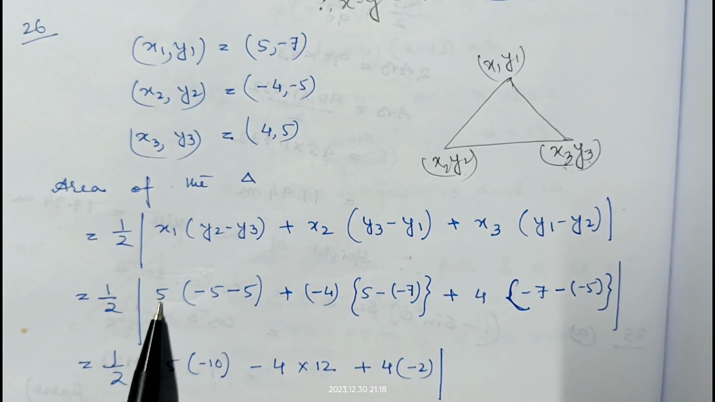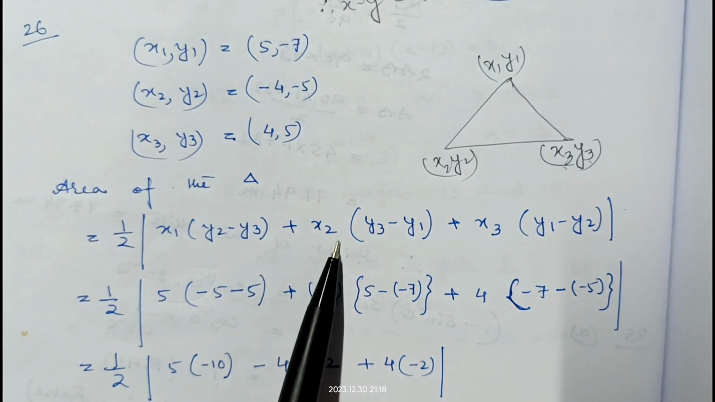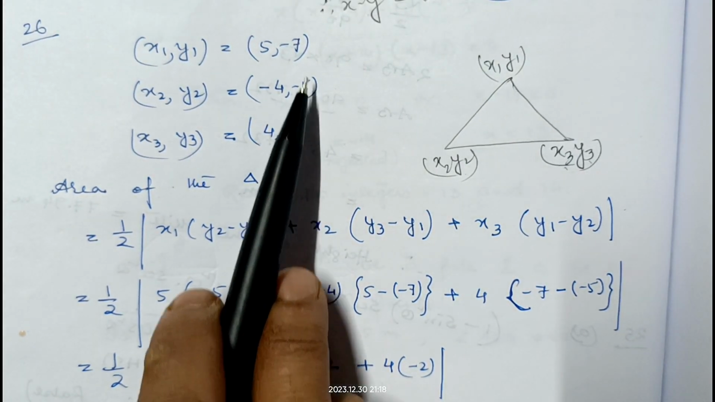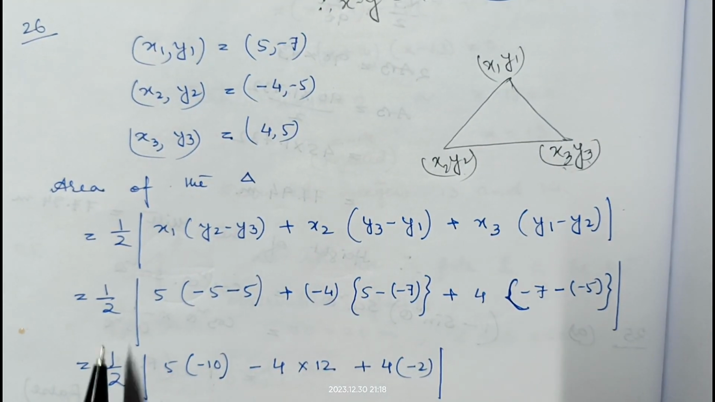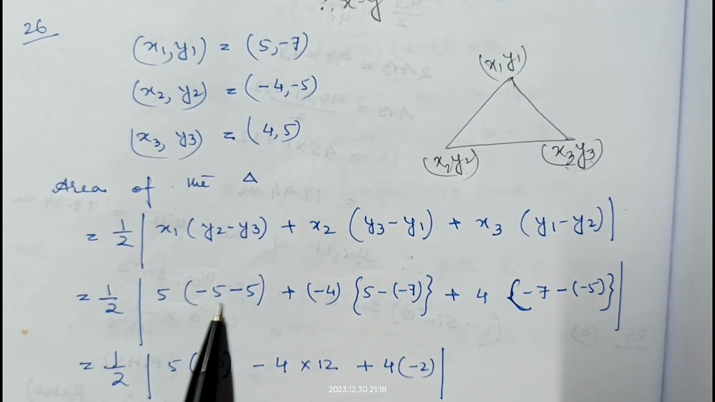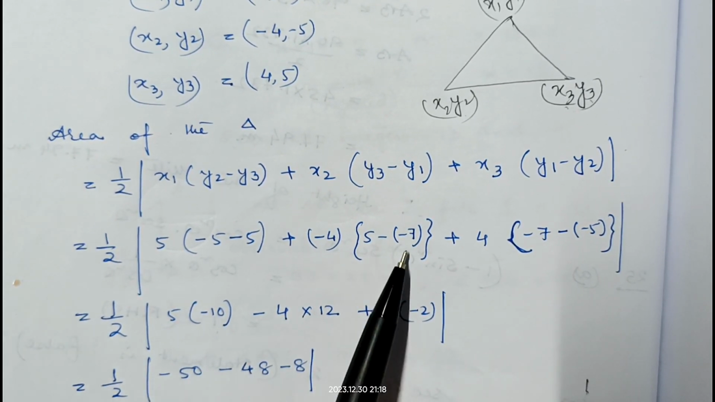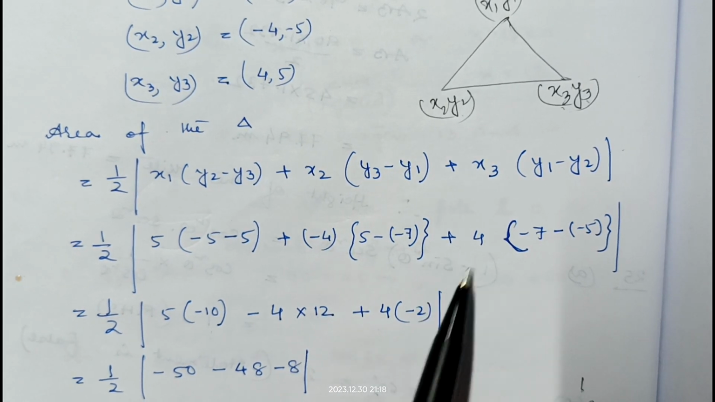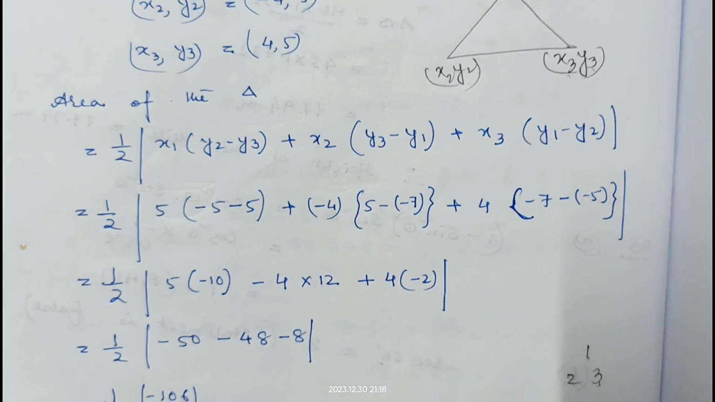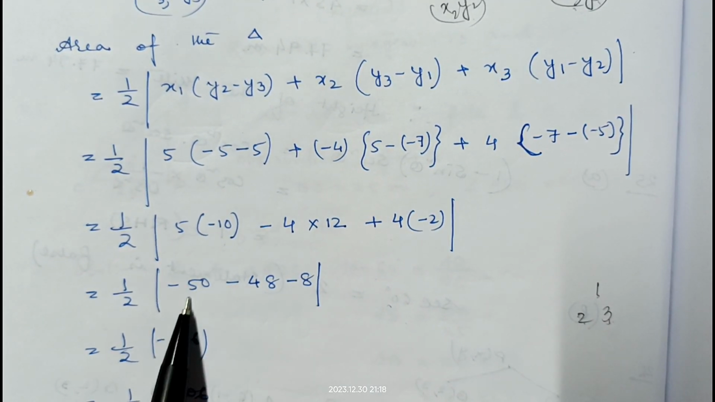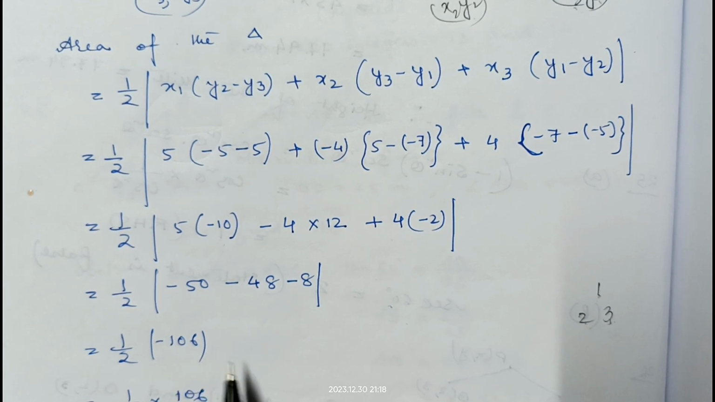So half, x1 is 5, then it will be minus 5 minus 5, then x2 is minus 4, 5 minus minus 7, plus 4 into minus 7 minus minus 5. So half, 5 into minus 5 minus 5 is minus 10, plus minus 4 into 5 and 7, if I add it will be 12, plus 4 into minus 7 plus 5, minus 7 plus 5 is minus 2. Now half, 5 into minus 10 is minus 50, minus 40, minus 8 is minus 2. After adding, it will give minus 106.